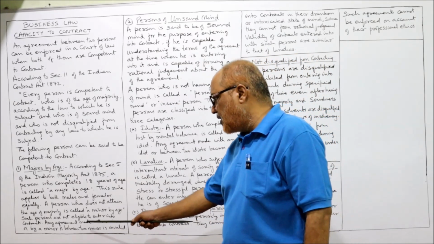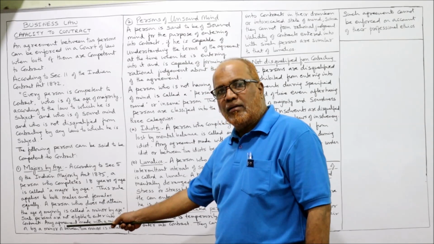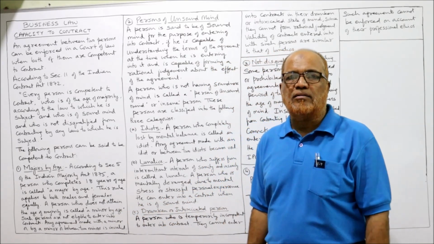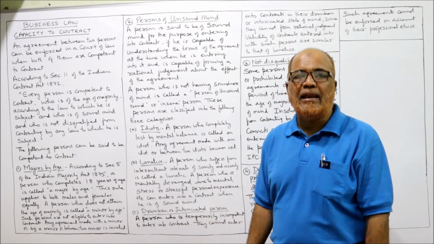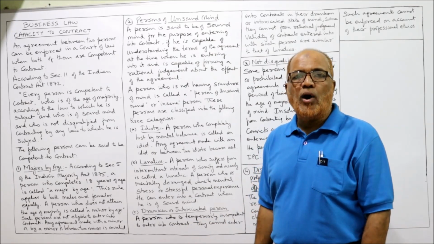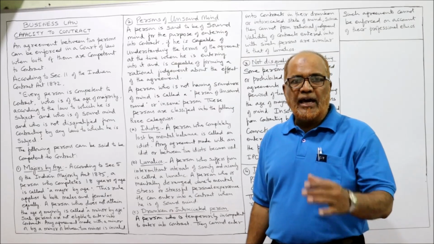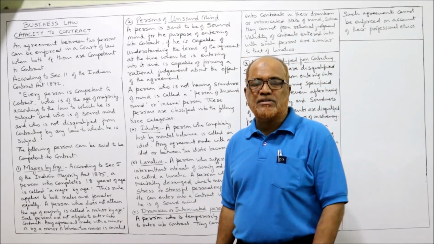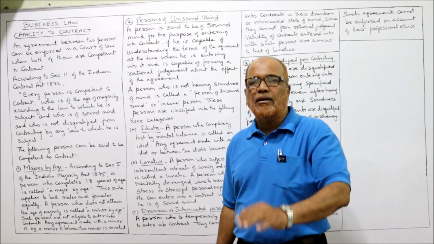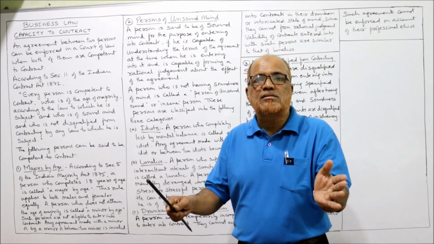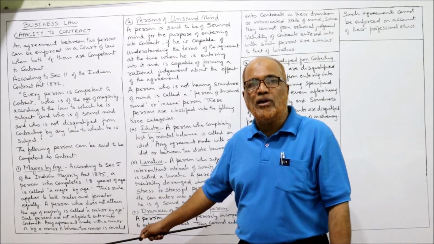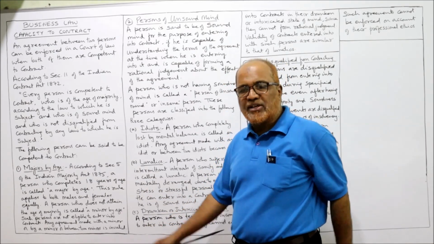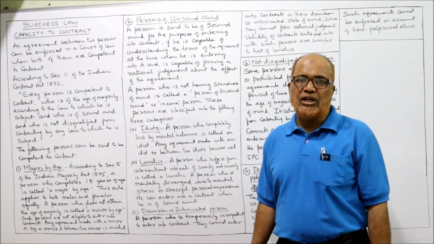Any agreement made with a minor or by a minor or between two minors is completely invalid, void ab initio. So any agreement, any contract made by a minor with another person, or another person with a minor, or between two minors is a completely void, invalid contract. The first condition I have explained to you, major by age.